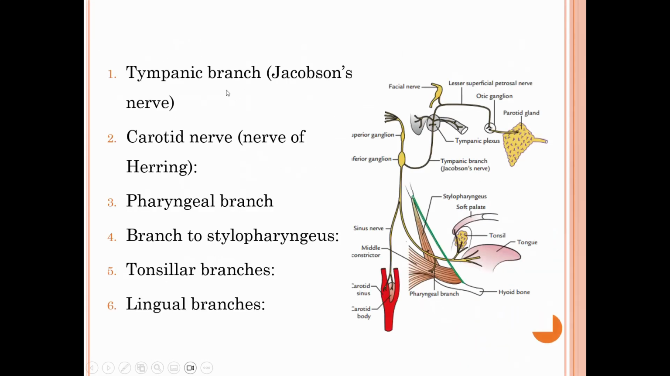Distribution. So there is the tympanic branch which is arising from the inferior ganglion, which is going to form the tympanic plexus, and from the tympanic plexus there is the lesser petrosal nerve which will be going to the otic ganglion, and postganglionic fibers will be reaching the parotid gland. Then there is the carotid nerve or the nerve of Hering. Then there is the pharyngeal branch, there is a branch to the stylopharyngeus, there are tonsillar branches and lingual branches.